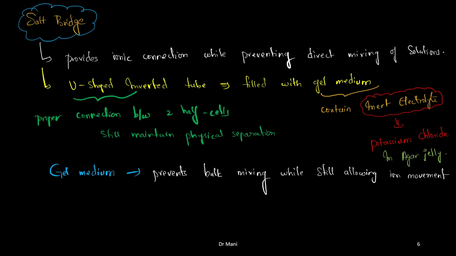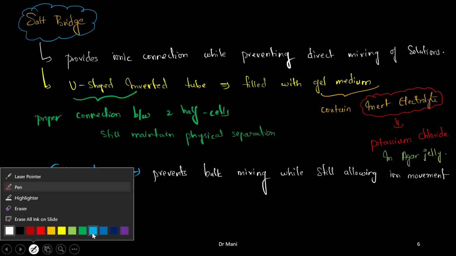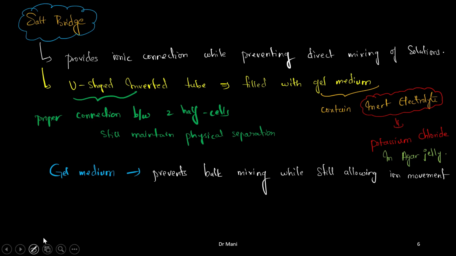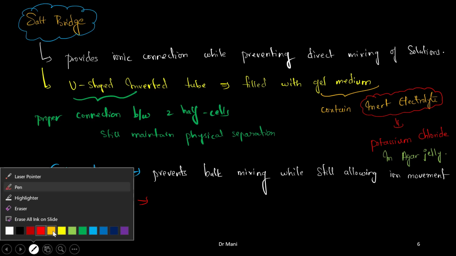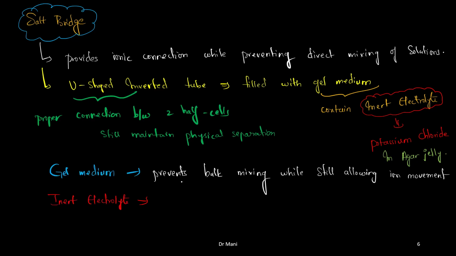Is this clear? Why we are using the gel matrix or the gel medium? Yes, sir. Second one, we are using potassium chloride. What is the reason? It is an inert electrolyte. Why can't we just take any electrolyte? Why are we specifically taking potassium chloride? The reason being, we know potassium chloride, that's KCl, will produce K+ ions and Cl- ions. Yes or no? Yes, sir.